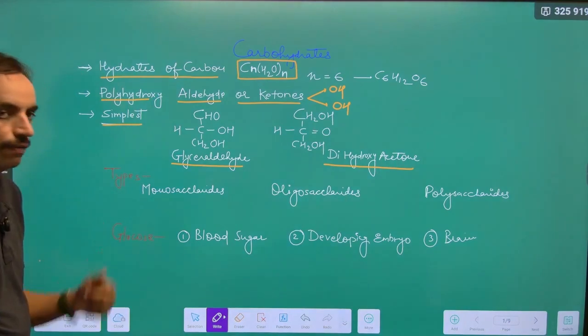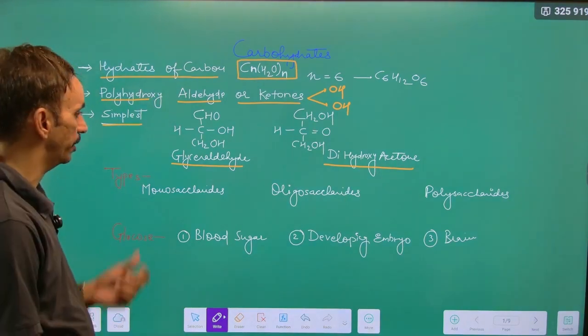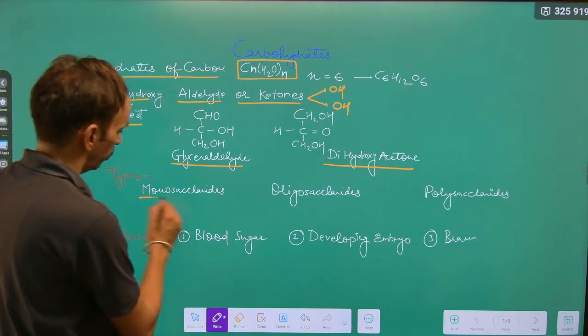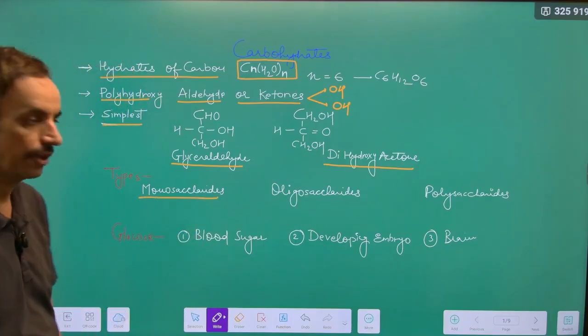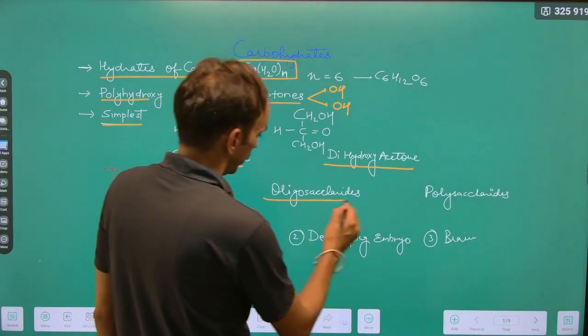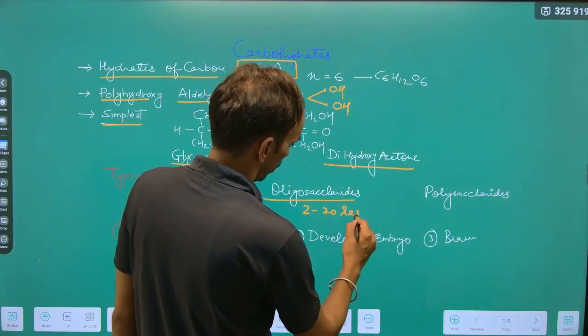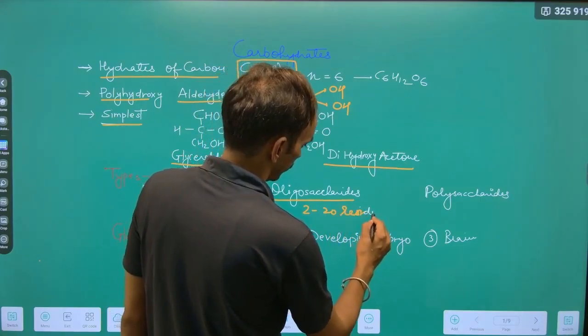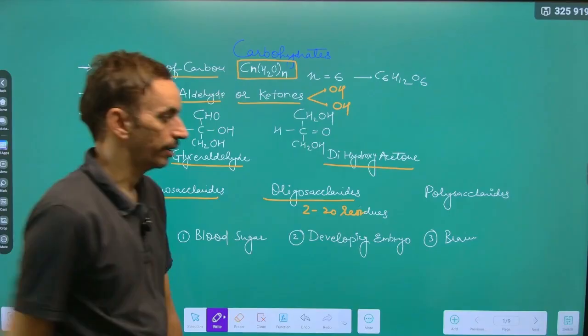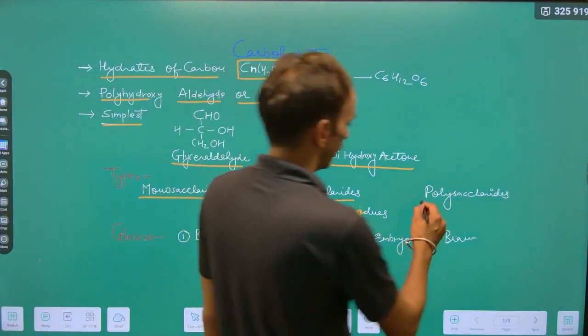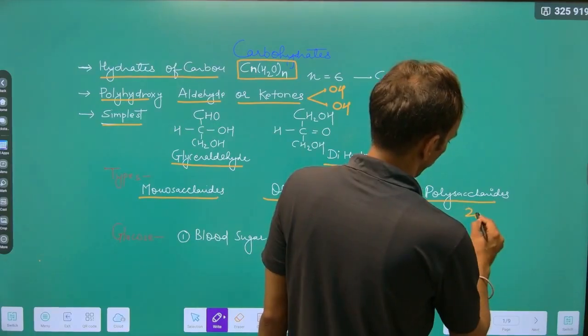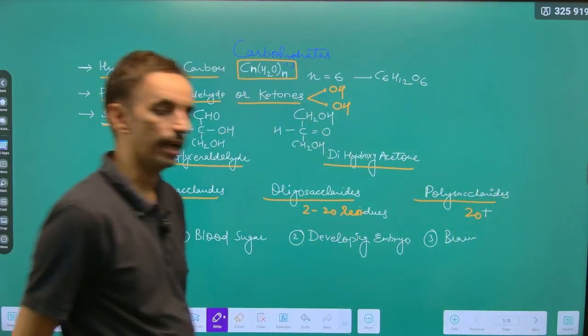Types of carbohydrates: there are three major types. Monosaccharides do not get further hydrolyzed. Oligosaccharides give 2 to 20 residues upon their hydrolysis. The third one is the polysaccharides, which give more than 20 residues upon hydrolysis.